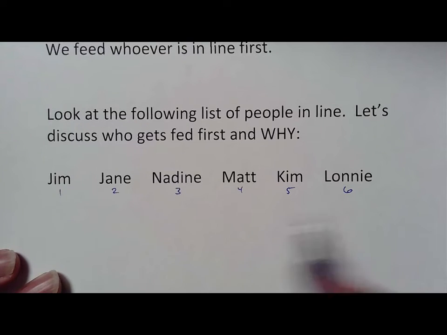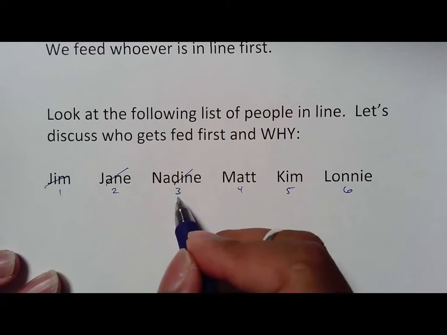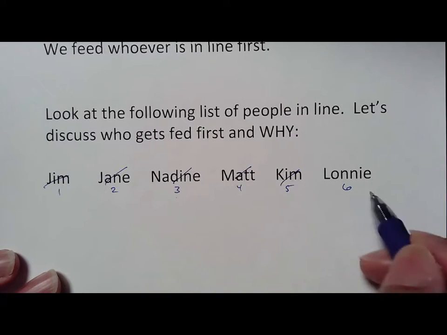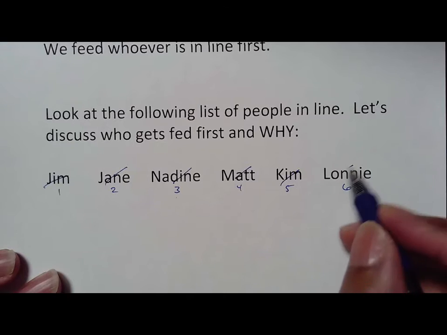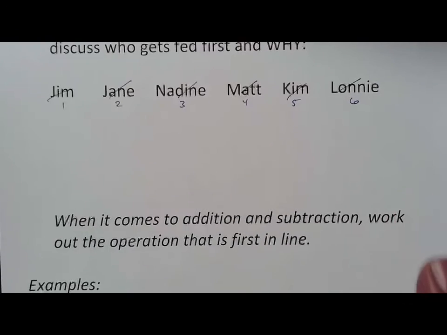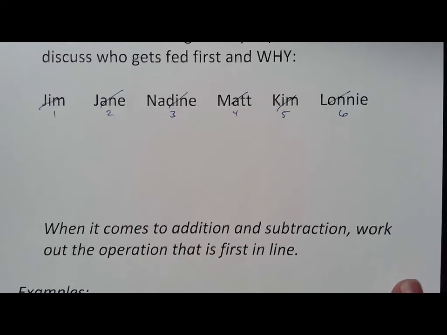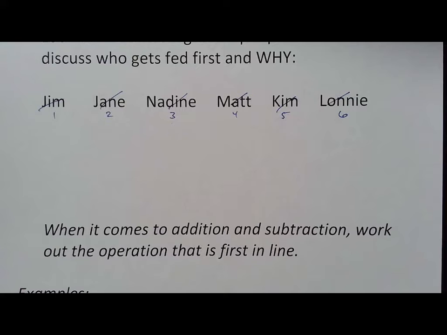And the logic is because Jim was first in line. And after Jim got fed, Jane was first in line. And after Jane was fed, Nadine was first. And after Nadine was fed, Matt was first. And then Kim was first. And then Lonnie was the last one. So pretty much if you're feeding the first person in line, that's really all it comes down to. So when it comes to simple addition and subtraction only, work out the operation that is first in line.